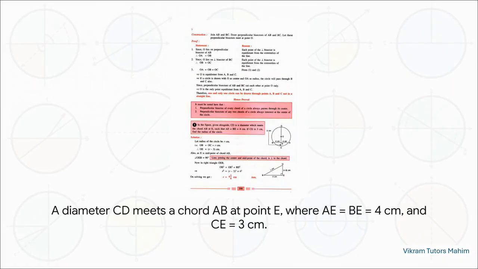So let's just jump right in with a little puzzle. Here we've got a circle. You see that line CD? That's a diameter, cutting right through the middle. And it's crossing another line AB, which we call a chord. Now, here's what we know. The chord AB is sliced perfectly in half at point E, so each side is 4 centimeters long. And we also know that tiny little piece, CE, is 3 centimeters.